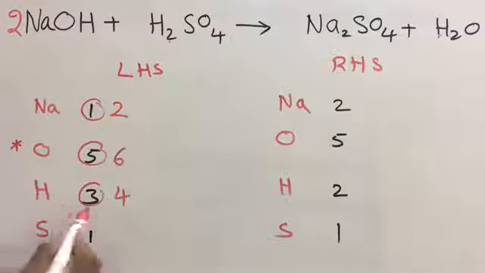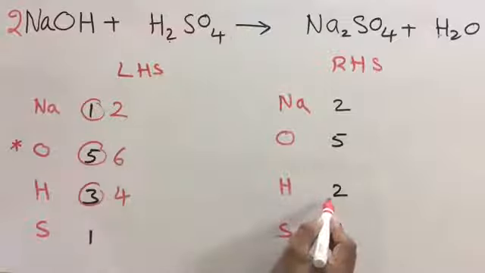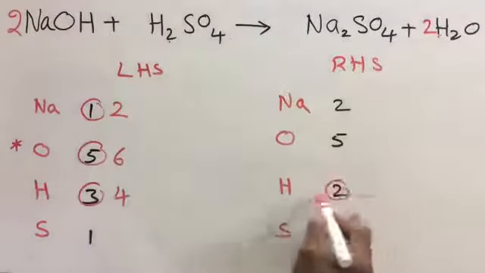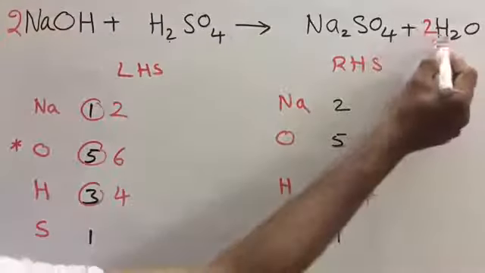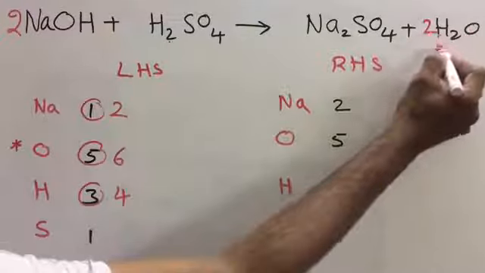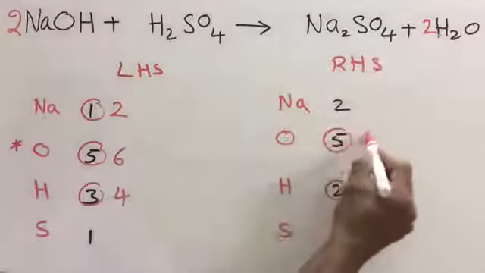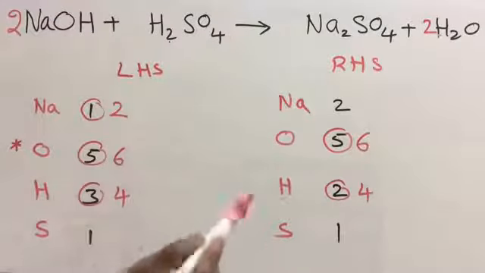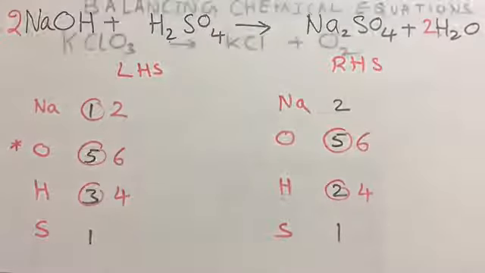Now check for hydrogen. Here we have 4 hydrogen, here we have 2 hydrogen. So we should get 2 more hydrogen. If you write 2 here, then the number of hydrogen will become 4. 2 and 2, 2 2s are 4. But the number of oxygen will also change. So here 2 oxygen and here 4 oxygen. That means 6 oxygen. Now you can check 2, 6, 4, 1.